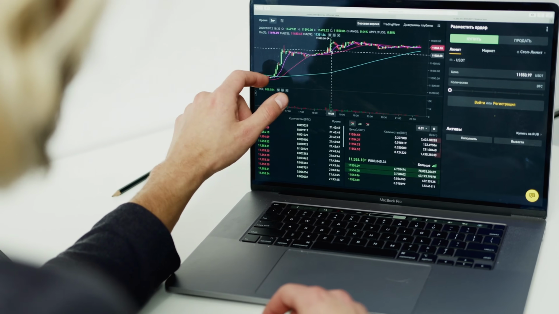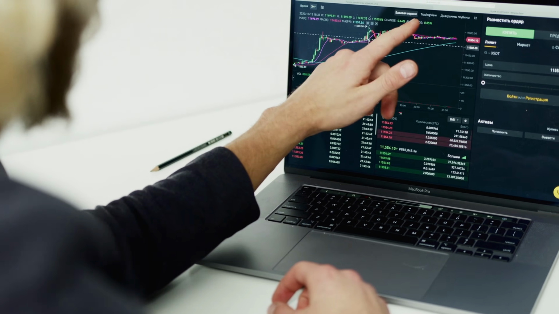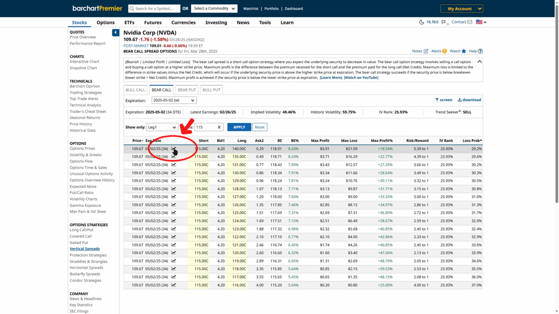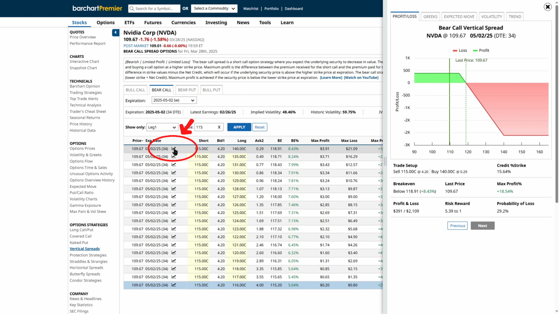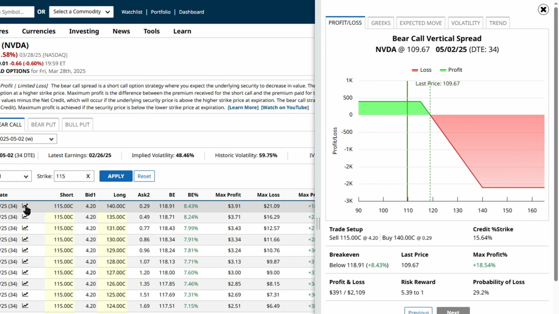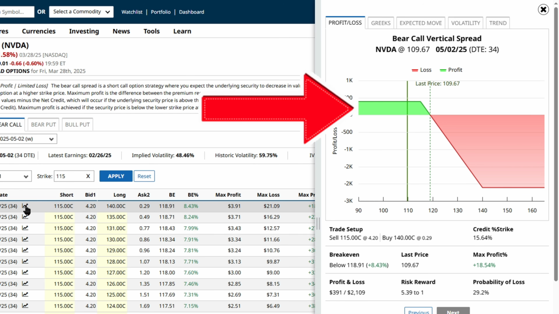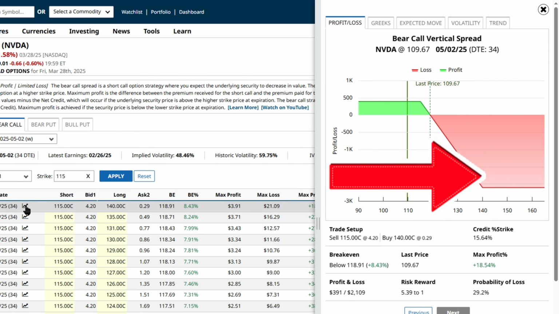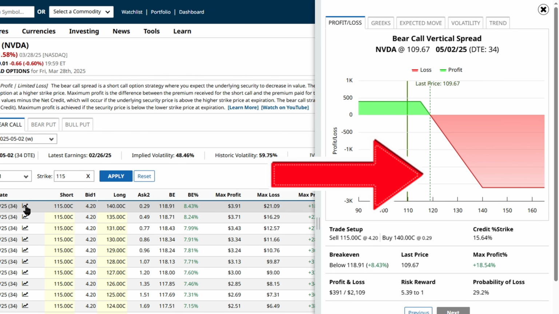Now, if you're an experienced options trader, you can probably already visualize the trade in your head. However, it can be difficult for new and intermediate traders. So, to get a visual representation of the trade, you only need to click on the chart icon beside the expiration date. And here you go, the profit and loss chart with all the relevant trade details. Green for profit zones, red for losses, and the dashed line for the break-even price. It's that easy.